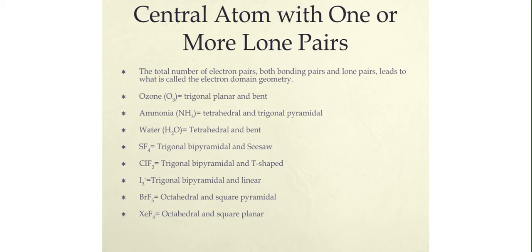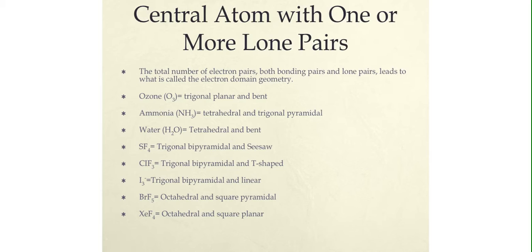Great, I think that has a shape, that's a molecular geometry. But now what we're going into is central atoms with 1 or more lone pairs. So the molecular geometries of molecules change when the central atom has 1 or more lone pairs surrounding it. Those lone pairs will actually help determine that shape.